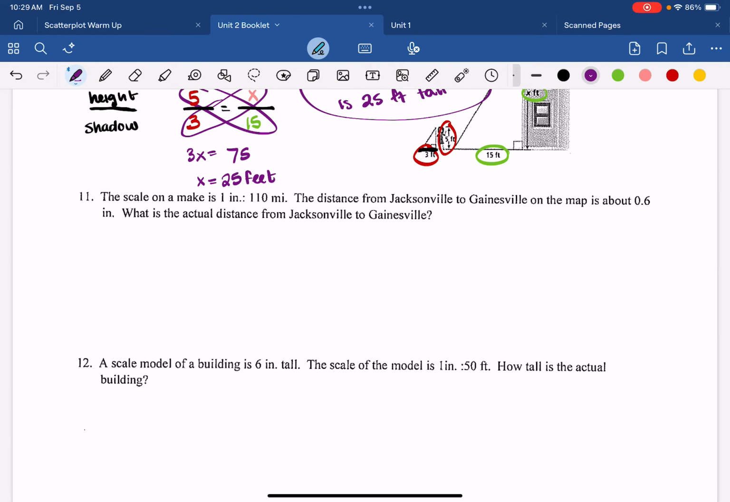Okay, the scale on a map is 1 inch to 110 miles. The distance from Jacksonville to Gainesville on the map is about 0.6 inches. What is the actual distance from Jacksonville to Gainesville? So, find your question. What is the actual distance? That is telling me what my variable is. Okay, so let's make D equal distance from, and I'm going to abbreviate, J to G, okay? Distance from J to G, okay?